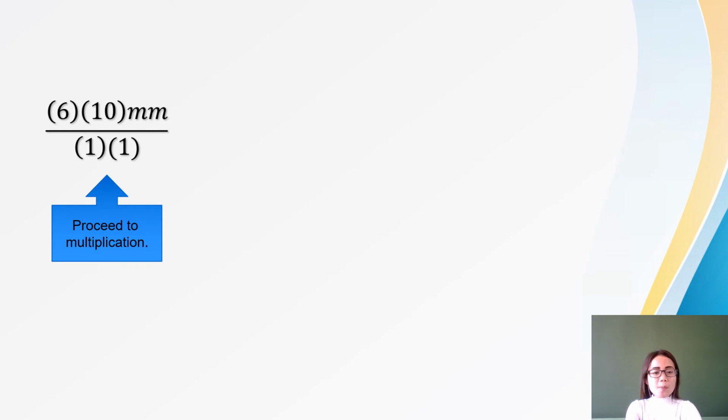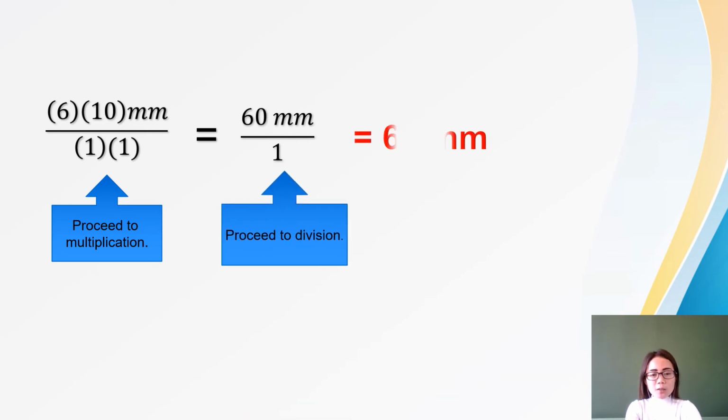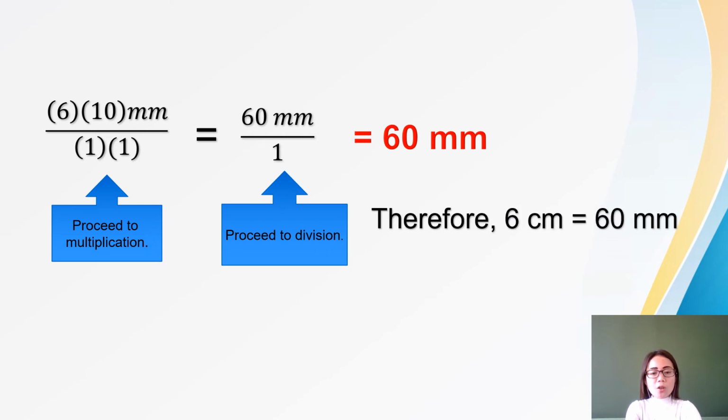Multiply 6 times 10 millimeters divided by 1 times 1 is equal to 60 millimeters divided by 1. Proceed to division. Then, the answer is 60 millimeters. Therefore, 6 centimeters is equal to 60 millimeters.